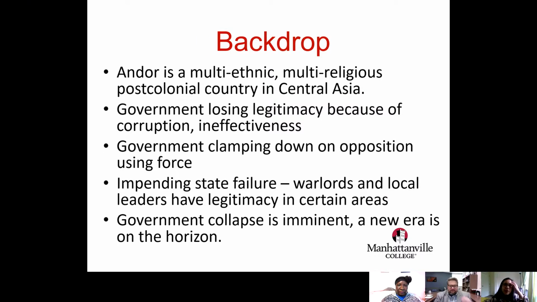So, the backdrop of the game, right? The game is called Andor. The country is Andor. It's a multi-ethnic, multi-religious, post-colonial country in Central Asia. So it has all the problems in the world. The government is losing legitimacy because of corruption, ineffectiveness. There's a lot of opposition. The government's clamping down. There is an elite force. There is the army. There is border forces. All of the bad guys are there, right?